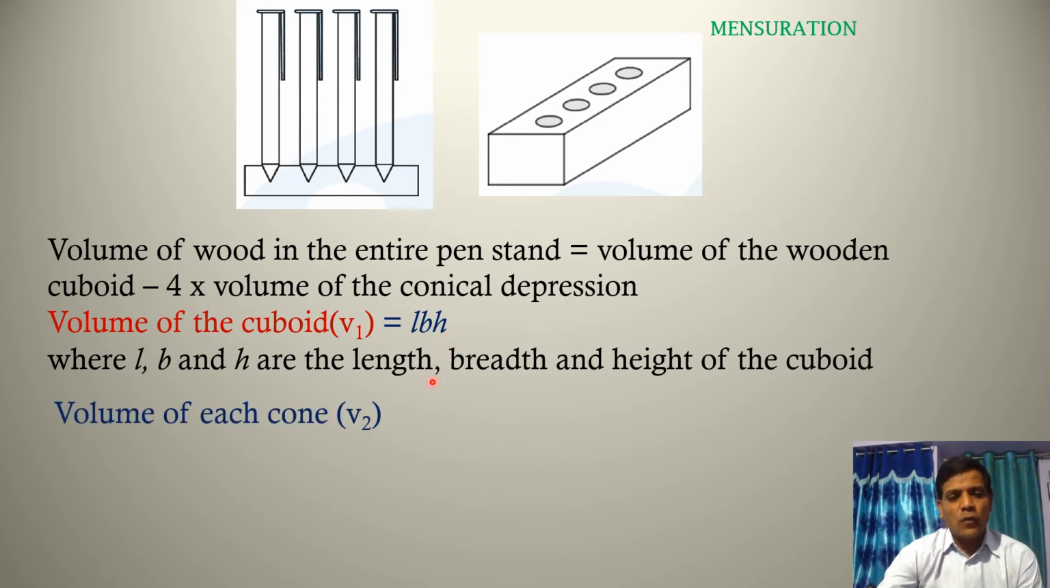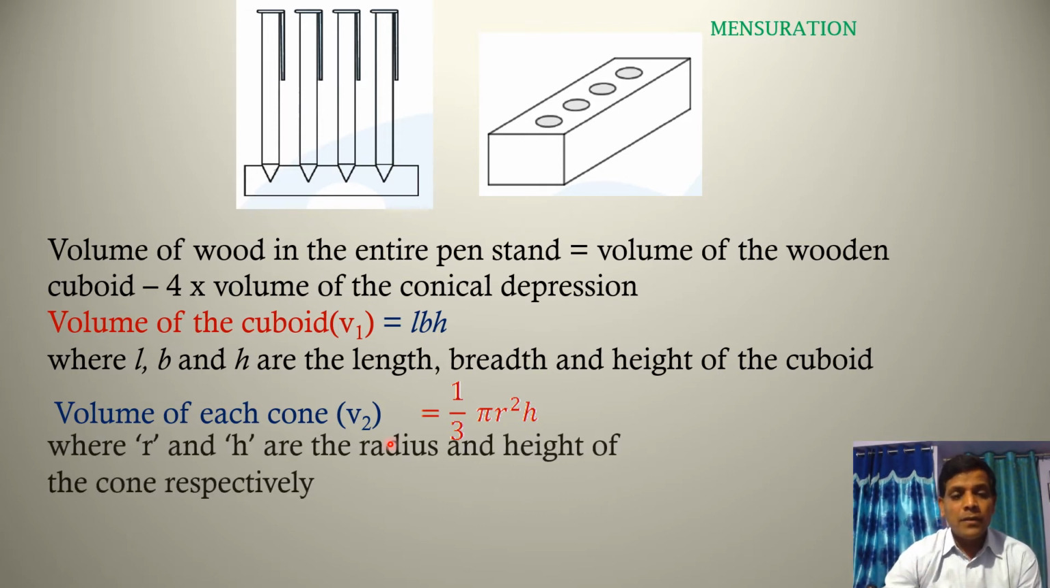Volume of each cone. The formula for the volume of a cone equals 1/3 π r² h, where r and h are the radius and the height (or depth) of the cone respectively.